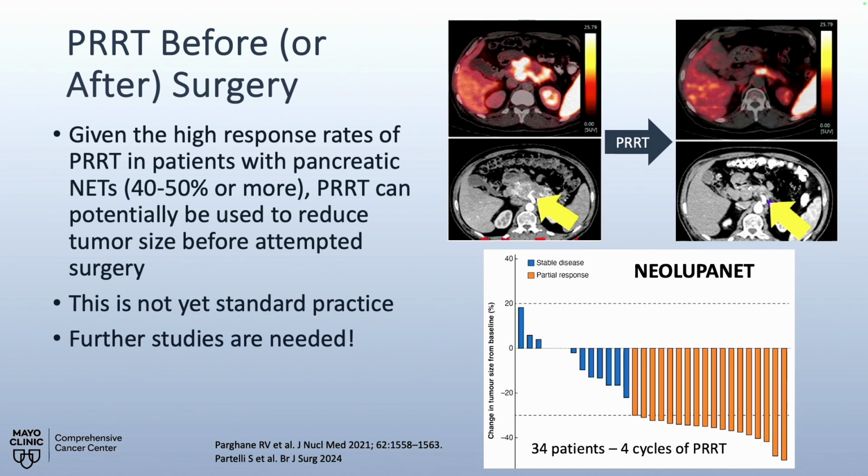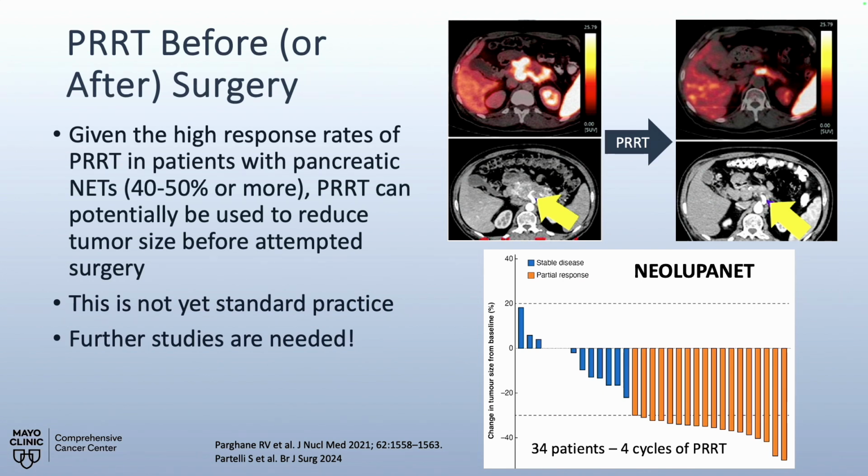Each bar is a patient, and this is the baseline. If the bar goes downwards, it means that the tumors got smaller. If the bar goes upwards, it means the tumors got bigger after PRRT. And you can see only 3 of the 34 had tumor progression. Everyone else either had stable disease or regression. And those orange bars here just means that they had more than 30% reduction in the size. So you can see, even in patients with localized tumors, PRRT is really good at making them smaller.